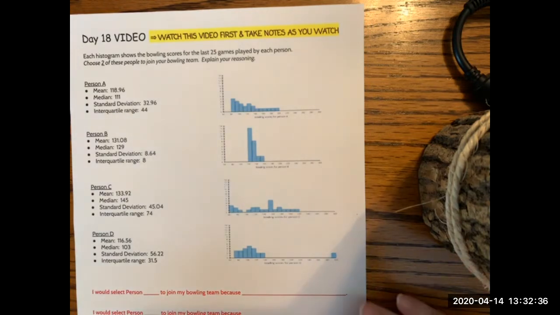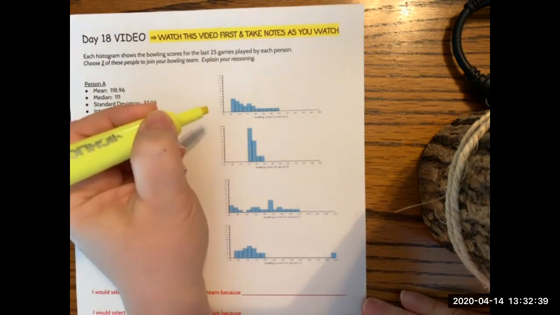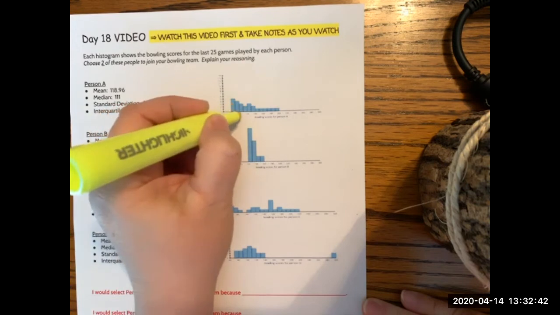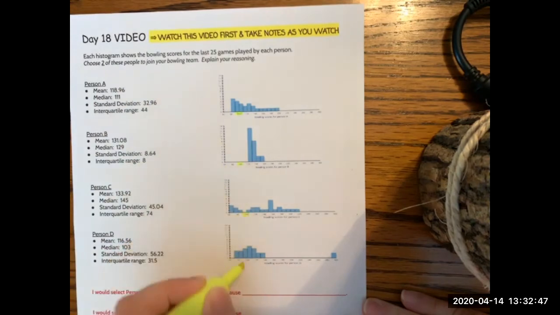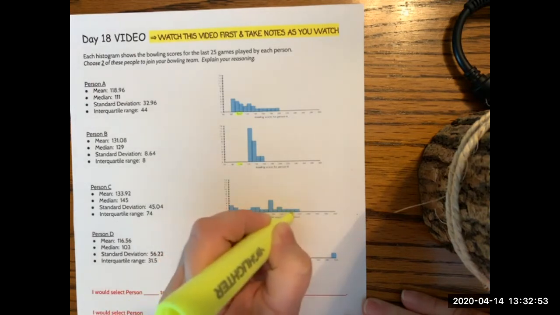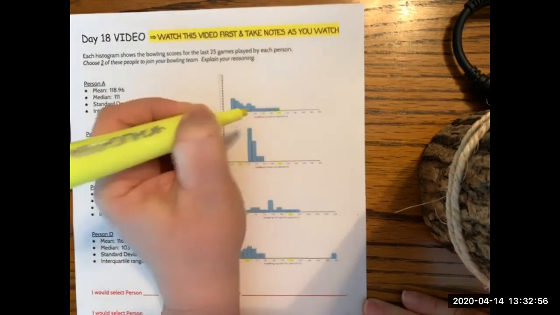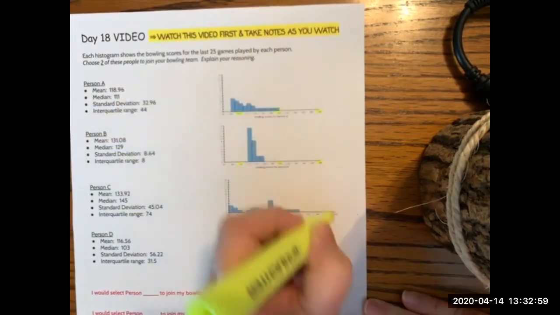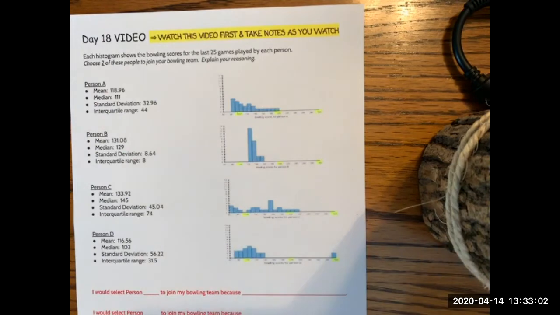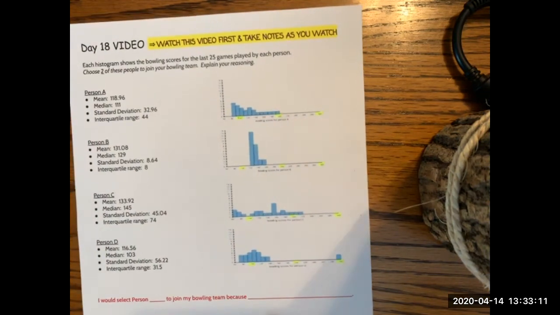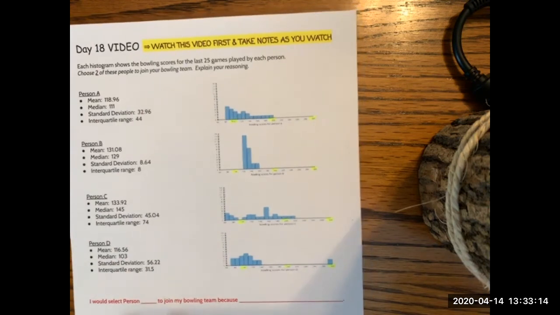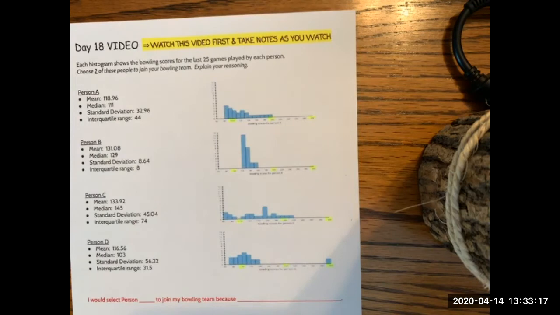Just to give us a little frame of reference, it looks like right here is 100. So this is where a score of 100 would be. It looks like 200 is right about here. And then 300 is up here. And for those of you who don't know, a 300 is a perfect score. That's the highest score that you can get when you bowl. And that means that you got to strike every single time. In other words, you knock down all 10 pins every time you roll the ball.